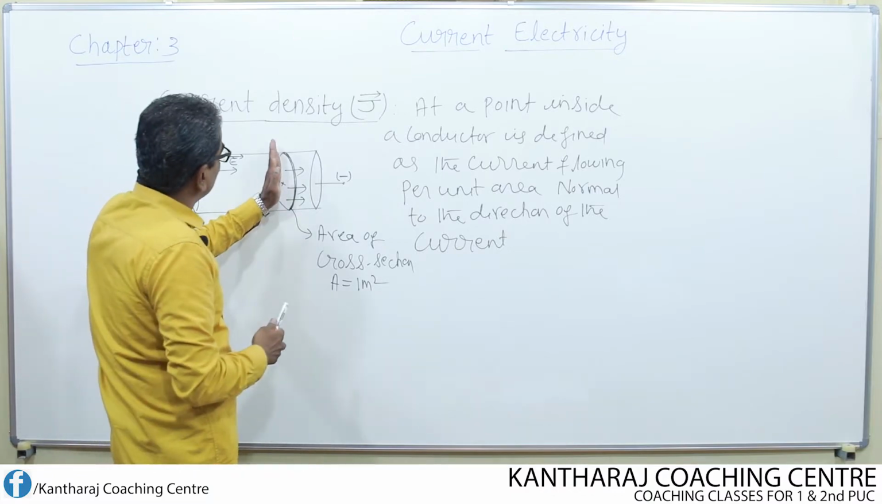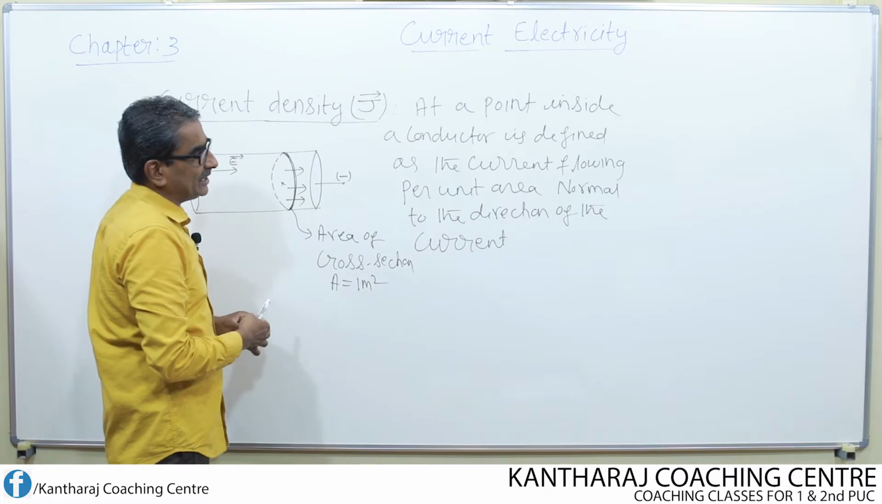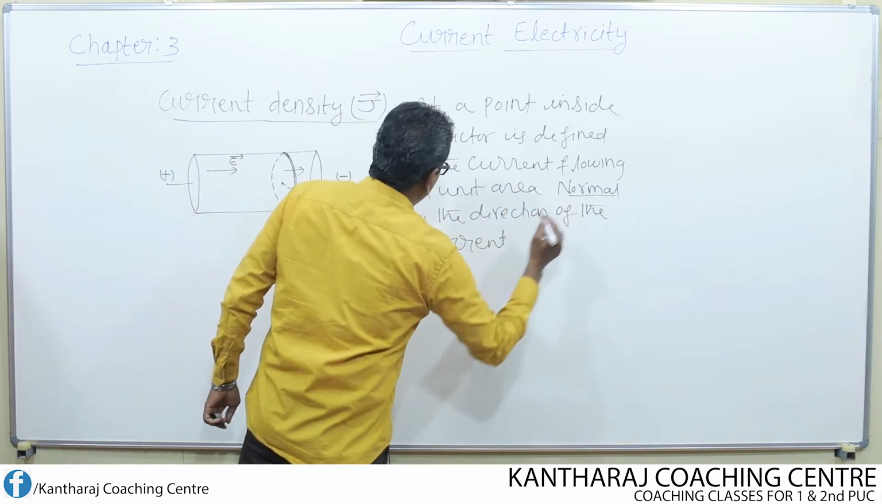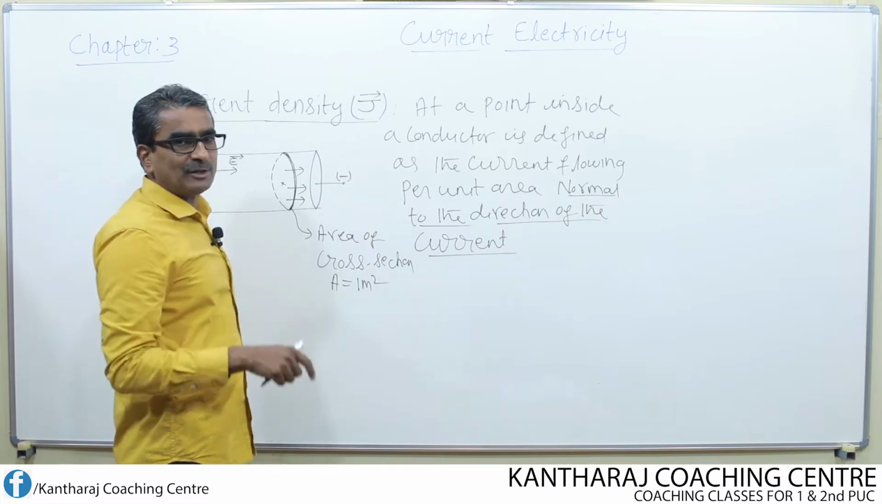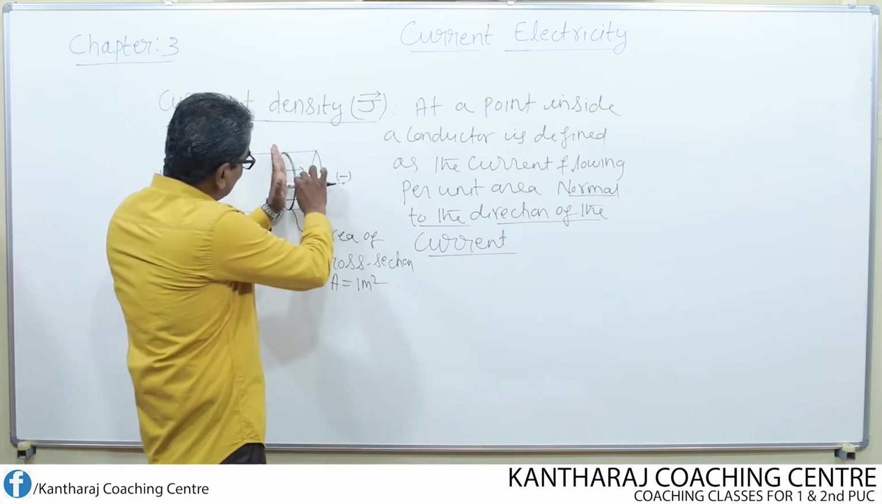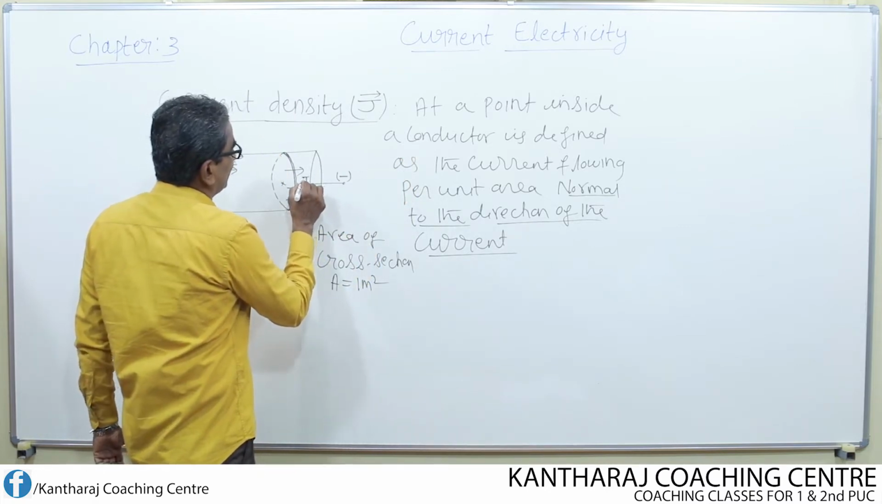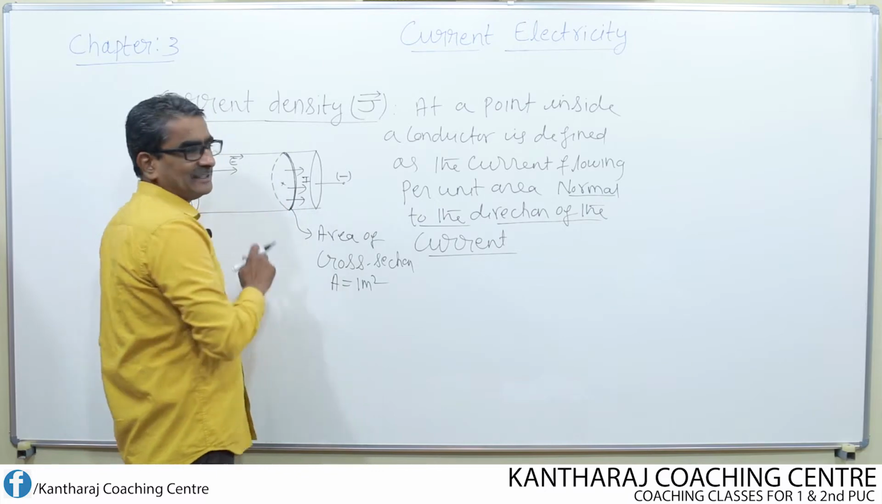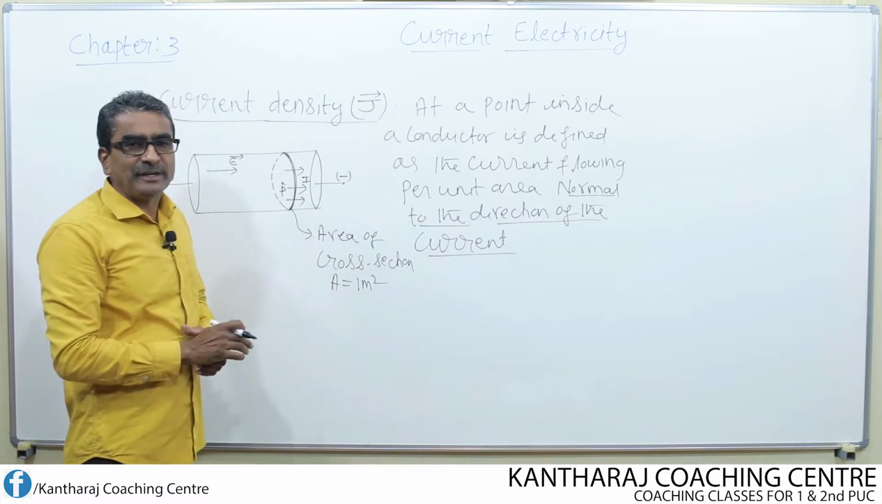That means if this is the cross sectional area, then the current flows like this in a perpendicular direction. So that is the meaning of normal to the direction of current flow. Here the area of cross section is normal to the direction of current flow. So this is nothing but the current density at this point. So I can choose this point as P.